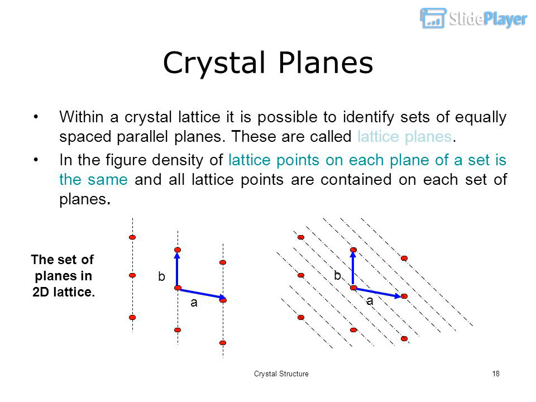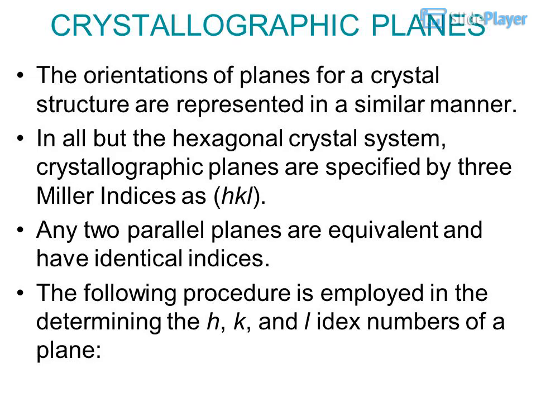Crystal structure. Crystallographic planes. The orientations of planes for a crystal structure are represented in a similar manner. In all but the hexagonal crystal system, crystallographic planes are specified by 3 Miller indices as (hkl). Any 2 parallel planes are equivalent and have identical indices.